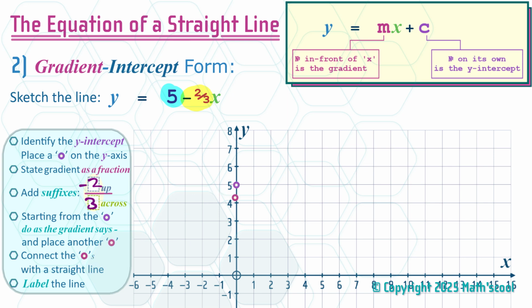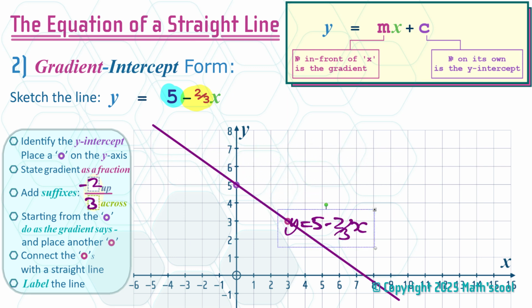So starting from this blob, minus 1, minus 2, 1, 2, 3 across. And then connect those blobs together with a lovely straight line. Hopefully hitting all the blobs. No, okay, fine, never mind. Label the line: y equals 5 minus 2/3 x. Bring it onto here. Okay, so that was easy to draw.